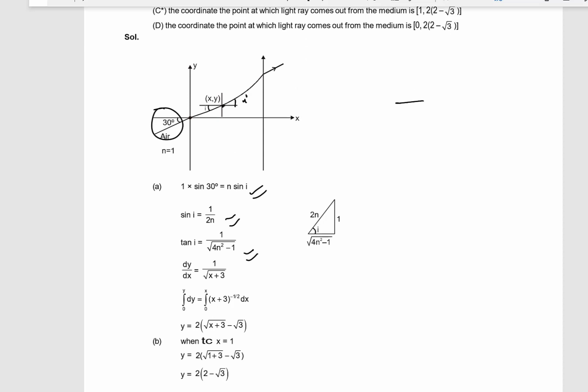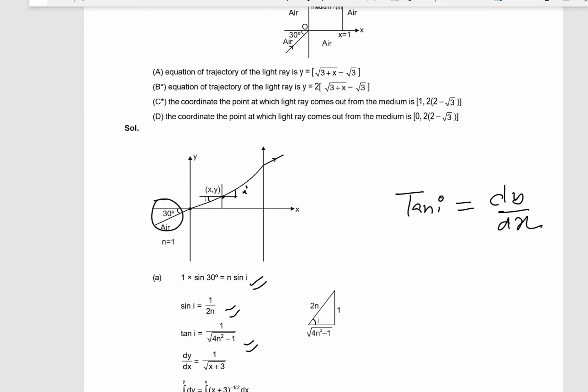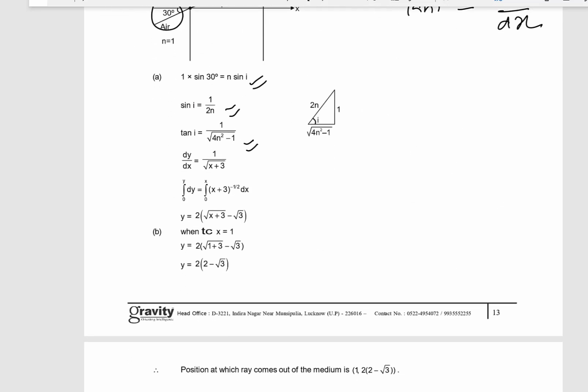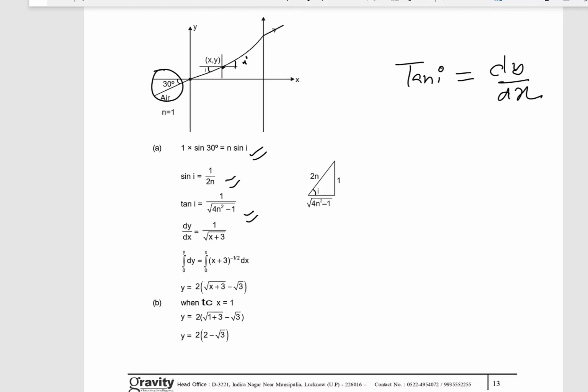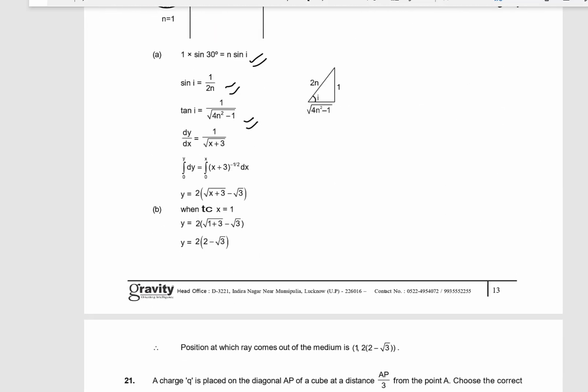Now what is tan I equal to? Clearly from that particular triangle, tan I is nothing but equal to dy by dx. So we will take dy by dx is equal to tan I equal to this value. Here we will substitute the value of n, refractive index n as a function of x, which is given. We will substitute this value there, n naught value is 1. From that, when we integrate, one point we already have as origin, 0 comma 0. So our lower limit for y will be 0 to y, for x it will be 0 to x. And when we substitute the value of x equal to 1 in that equation, we'll get the value of y where that particular ray will be coming out.